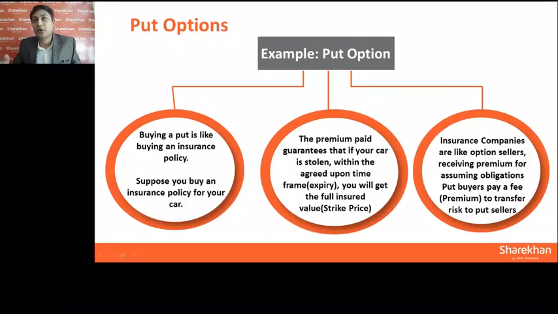If something goes wrong, there is some event happening globally or domestically, and Nifty corrects to 10,000 level, you get an inflow of 3 lakh rupees, which is 3 lakh minus 50,000 rupees, 2.5 lakh rupees of profit.